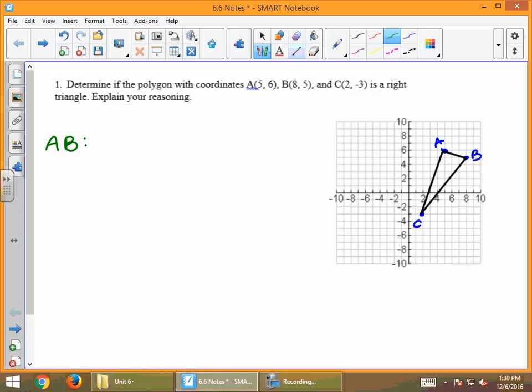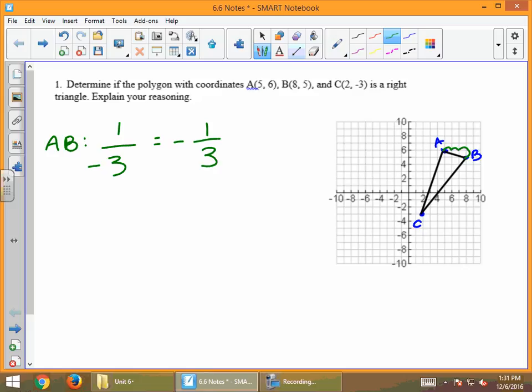Now, you can use the slope formula, totally fine, but you're given a graph and a picture, and we like to count for the slope. So we're going to count up. We went up 1. And we went over 3. But we went to the left, so that 3 is negative. Positive over negative is a negative. So technically our slope is negative 1 over 3. You can leave it like that.